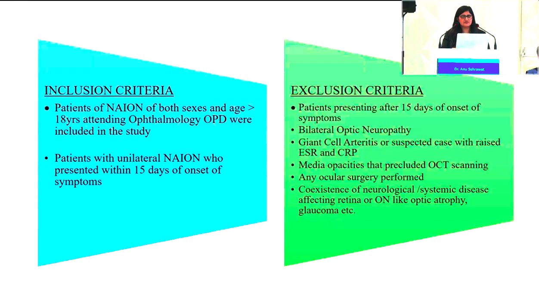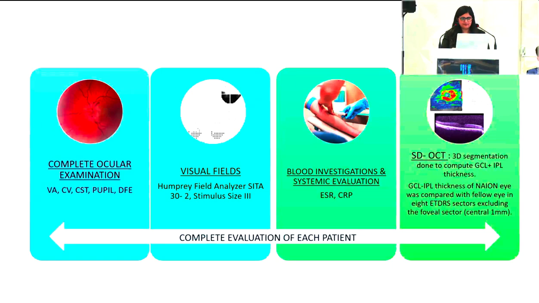Inclusion criteria was patients with unilateral NAION who presented within 15 days of onset of symptoms, and we excluded all the patients who presented after 15 days of onset of symptoms, bilateral optic neuropathy or associated giant cell arteritis. Then we went for complete evaluation of each patient, including complete ocular examination, visual acuity, color vision, contrast, pupil assessment, and dilated fundus examination. Then we went for visual fields assessment by Humphrey Field Analyzer. We also went for ESR and CRP evaluation to rule out any arteritic cause. Then we went for 3D segmentation to compute GC-IPL thickness on SD-OCT.